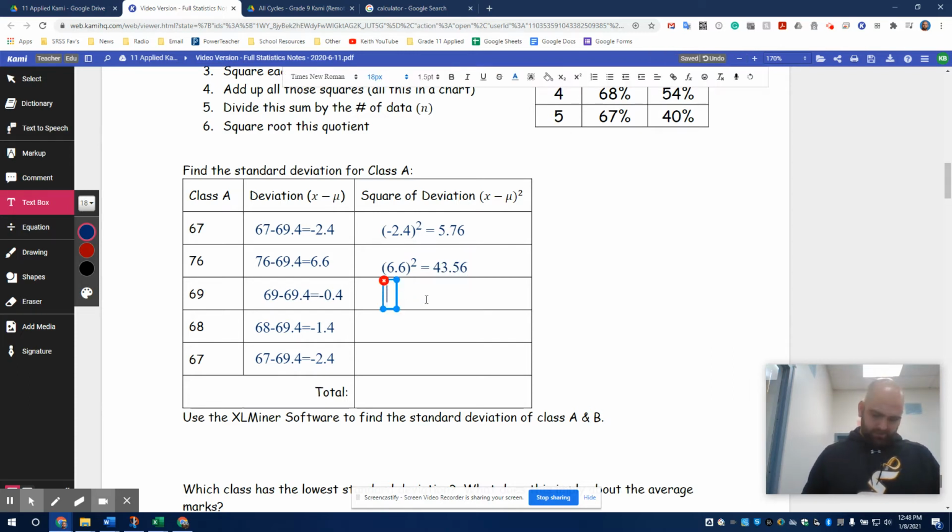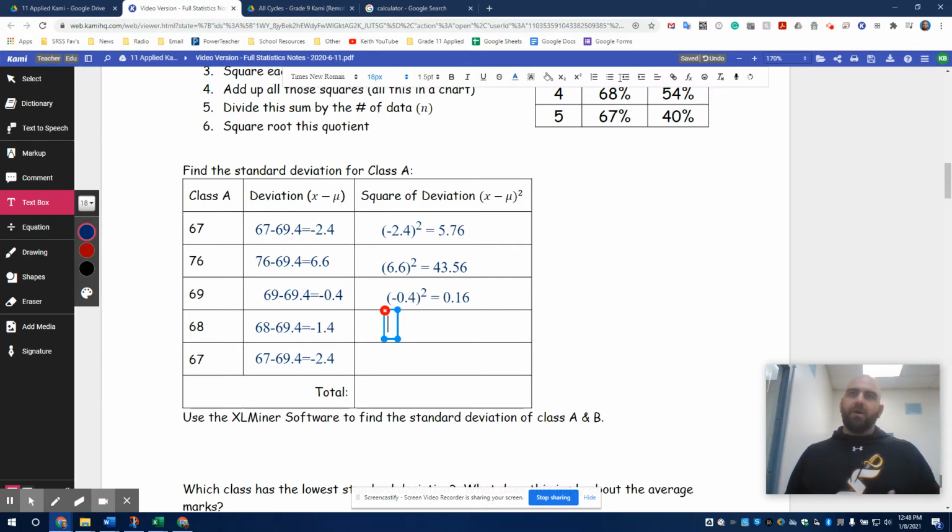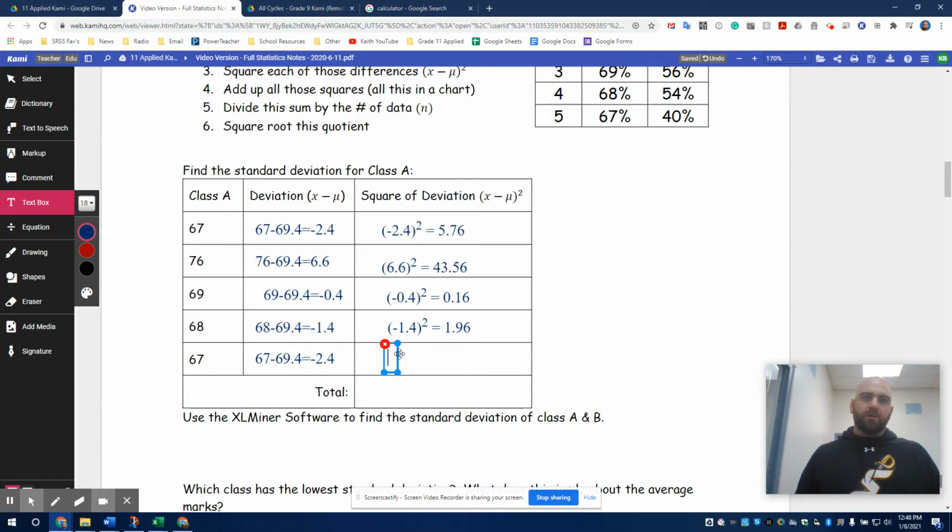And the next one, negative 0.4 squared is equal to 0.16. And you'll notice now, when we square a negative, the answer is a positive. They're all going to be positives. So that's really nice. And that's actually the reason that we square it. It's to make them all positives. 1.96.